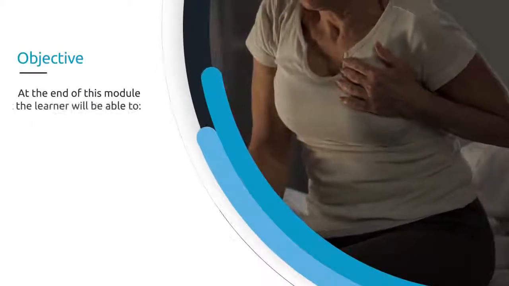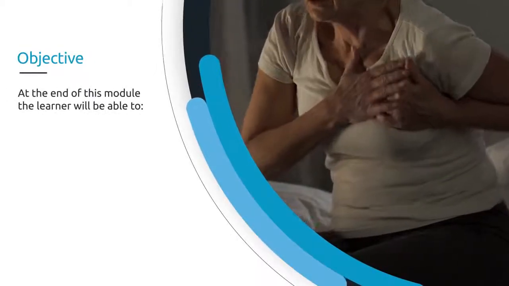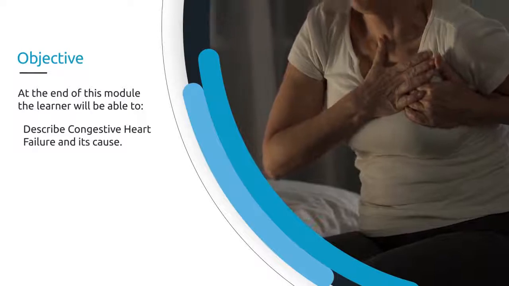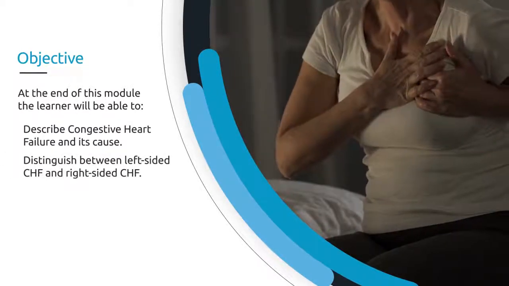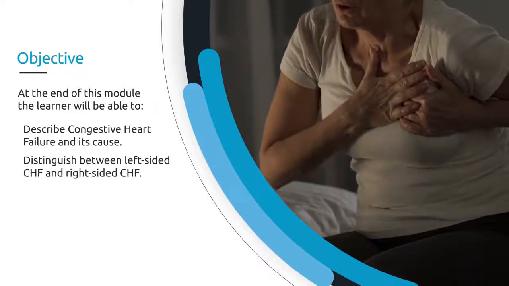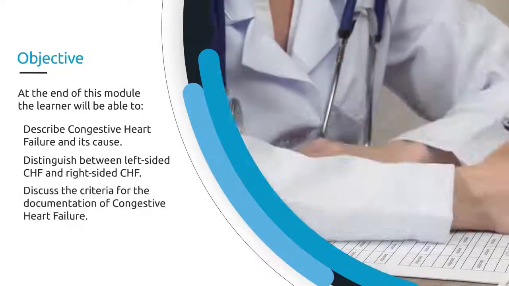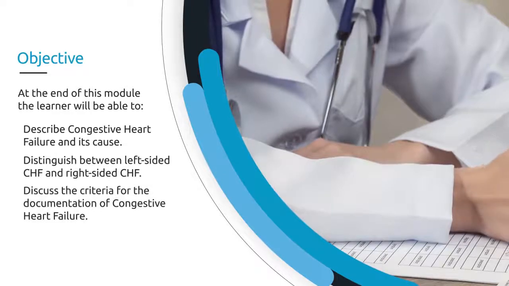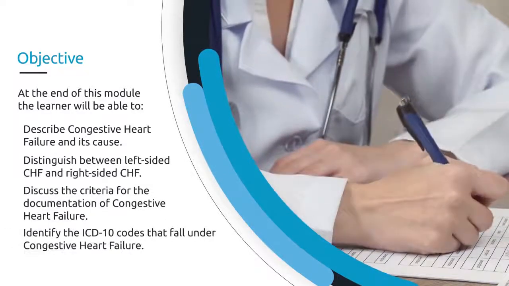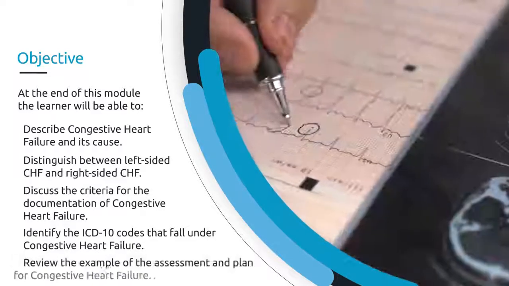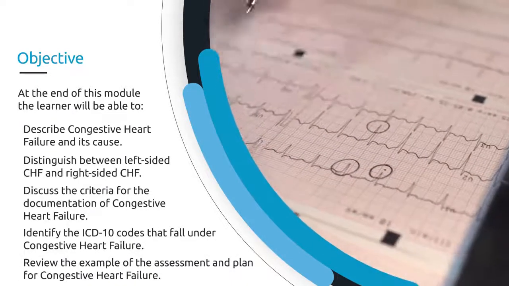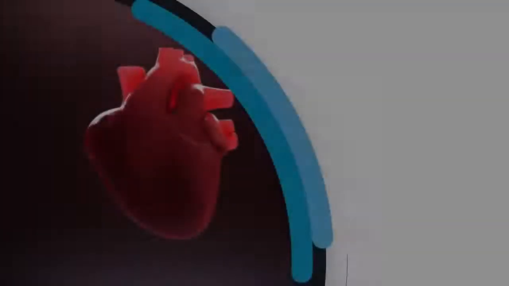heart failure. At the end of this module, the learner will be able to describe congestive heart failure and its cause, distinguish between left-sided CHF and right-sided CHF, discuss the criteria for the documentation of congestive heart failure, identify the ICD-10 codes that fall under congestive heart failure, and review the example of the assessment and plan for congestive heart failure.